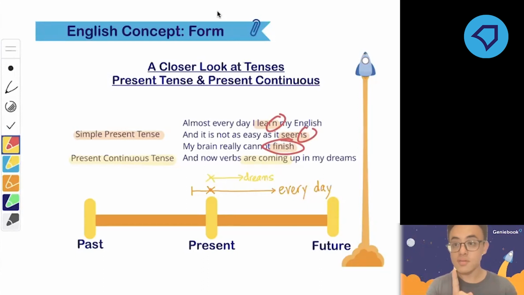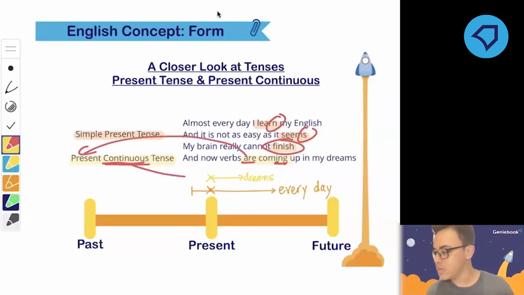Present continuous tense. Okay, this word continuous is what you need to pay attention to. The word continuous influences the use of the ing. Yeah, there will be classmates, there will be bubble questions. There are like 14 or 13 bubble questions. Okay, so coming up in my dreams. Now verbs are coming up in my dream. So how do you turn it into the continuous tense? Present continuous, you use the word are. Are is present, coming, continuous.